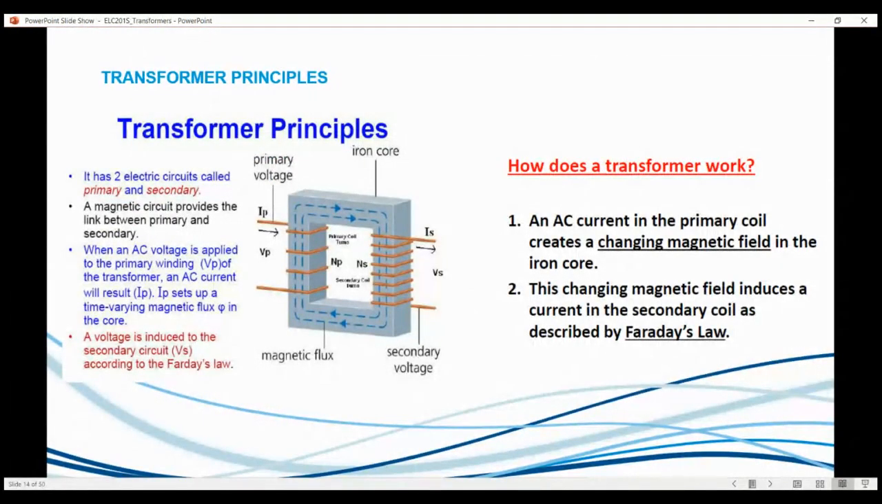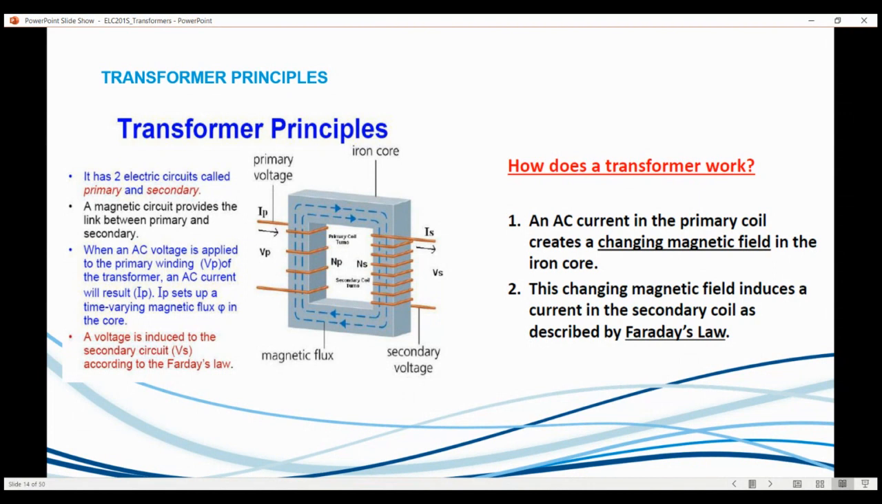Okay, so the principles of a transformer. Like I said, obviously you're aware of some of the terminology. This was actually part of the syllabus in matric, both for DC machines and transformers. So what do we have? We have two circuits, called the primary and the secondary. And a magnetic circuit provides a link between the primary and secondary circuit. Obviously, this is established through the iron core, hence the magnetic flux you see over there.